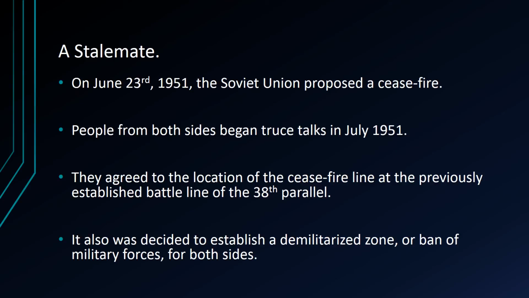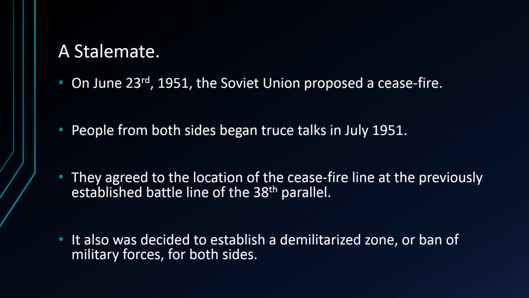So on June 23rd, 1951, the Soviet Union proposed a ceasefire. Again, there was no real movement on either side. Nobody's making advances. So people from both sides began truce talks in July 1951, and they agreed to the location of the ceasefire line at the previous established battle line, the 30th parallel. So again, that's where the two countries are divided today.